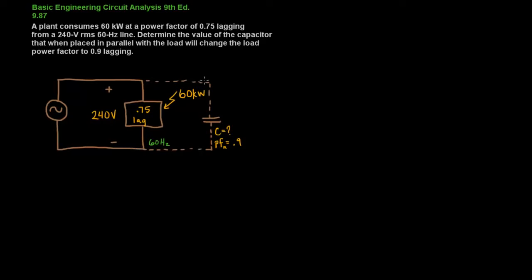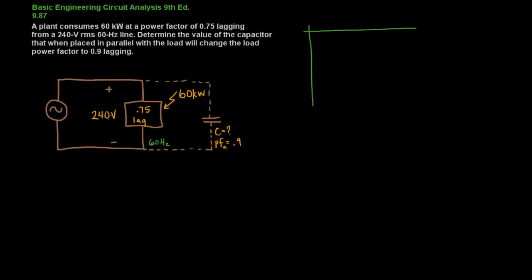Notice that I drew this with a dashed line. That's to remind myself that I first want to solve everything I can about the original circuit and then perform the power factor correction afterwards. So we'll begin with the step of drawing out the voltage and current on the complex plane.